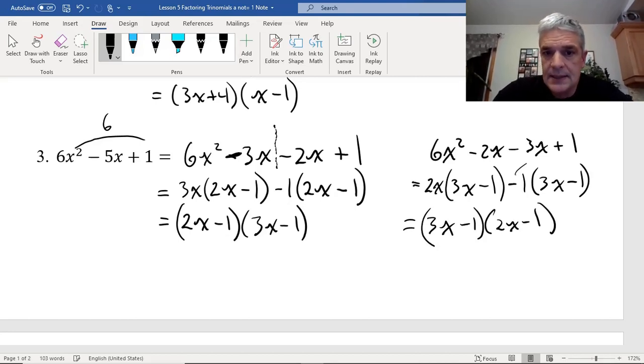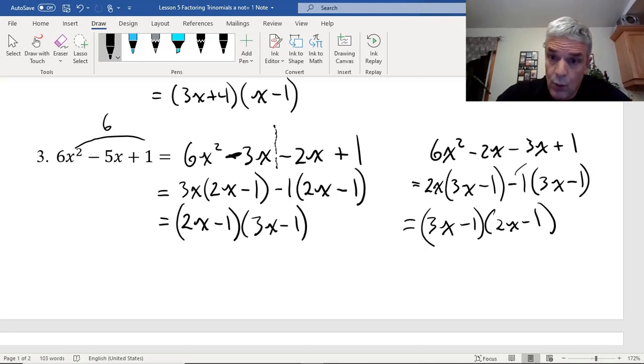And if you look, that's the same answer as over here. It's just written in reverse, but it is essentially the same because remember, 3 times 4 equals 12, and so does 4 times 3. So it doesn't really matter which order we write them in. That is factoring trinomials using grouping.